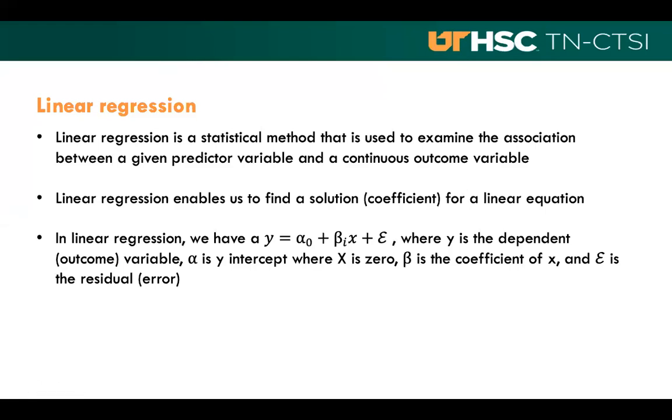So linear regression is a statistical method that's used to examine the association between a given predictor variable and a continuous outcome variable. One of the important requirements for linear regression is that the outcome variable has to be a continuous variable. Linear regression is used to find a solution or a coefficient for a linear equation.